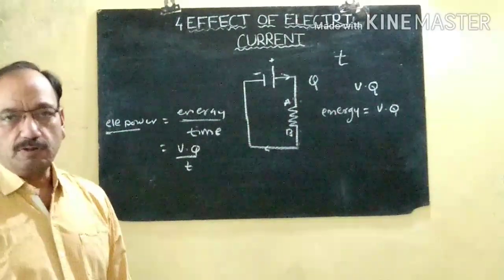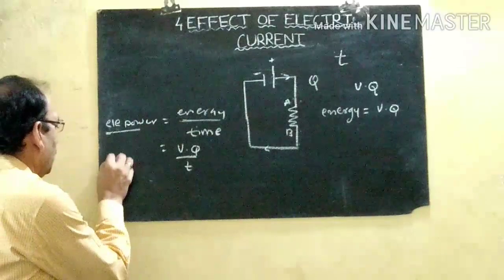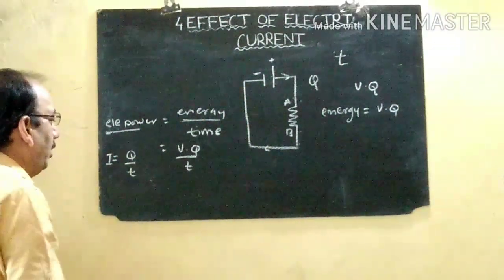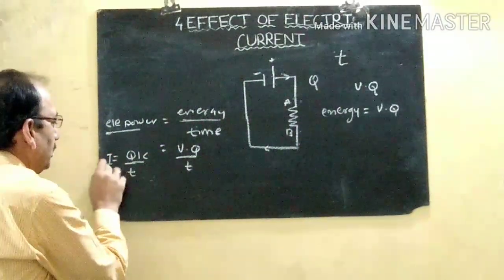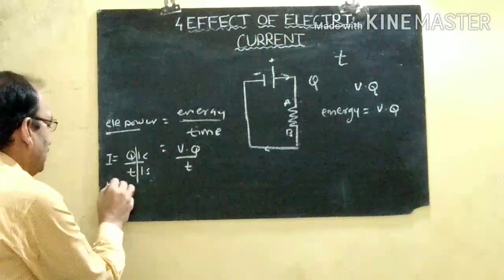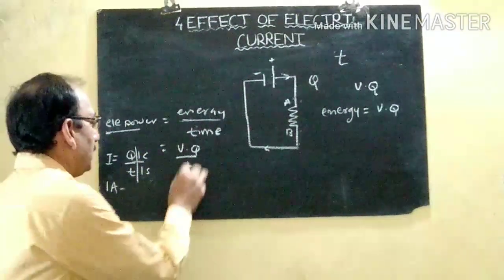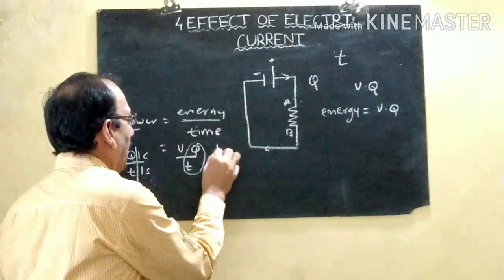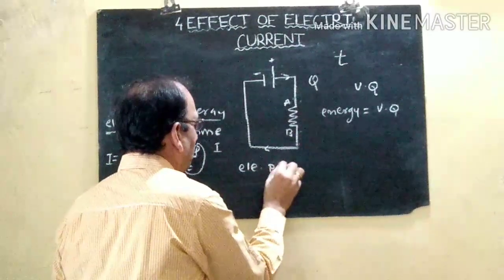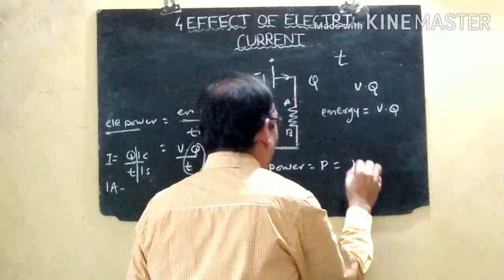In previous classes you already learned what is meant by current. Current is nothing but the ratio of charge to time. When 1 coulomb of charge flows through the electrical circuit for 1 second, we say that 1 ampere current is flowing through the circuit. Instead of Q by T, we can write I. So electrical power P is equal to nothing but V into I.